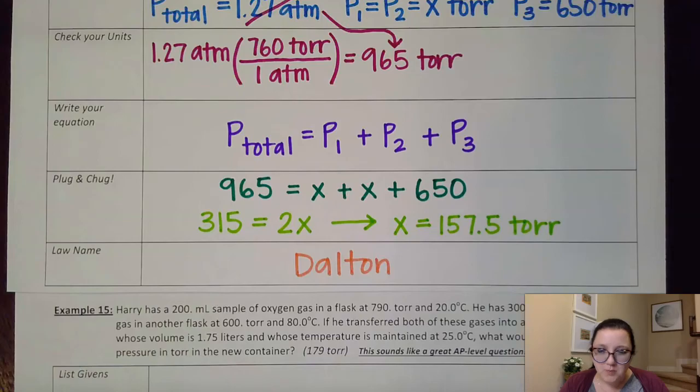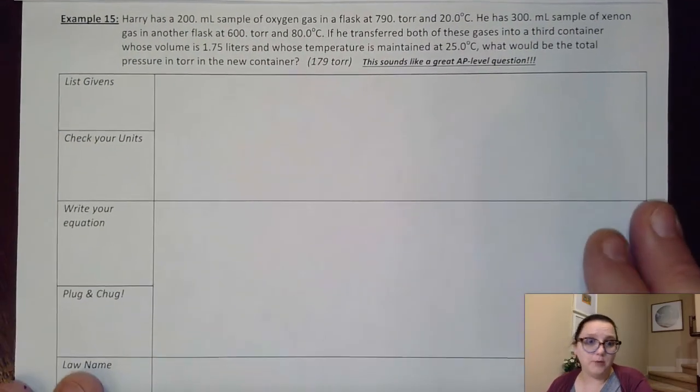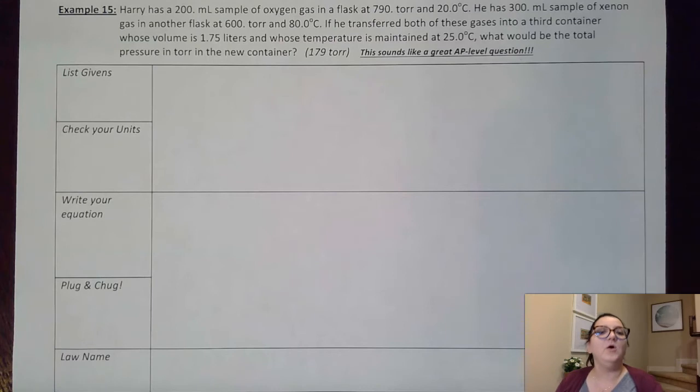All right, there's one more problem on here, and I'll be honest, this one, it's a doozy. This is probably the hardest type of Dalton problem that you would see. And you're going to see right off the bat how much data is in this problem. It says that, hey, we have a 200 milliliter sample of oxygen gas in a flask at 790 torr and 20 degrees Celsius. Okay, so there's oxygen gas. Then we have a 300 milliliter sample of xenon gas in another flask at 600 torr and 80 degrees Celsius.